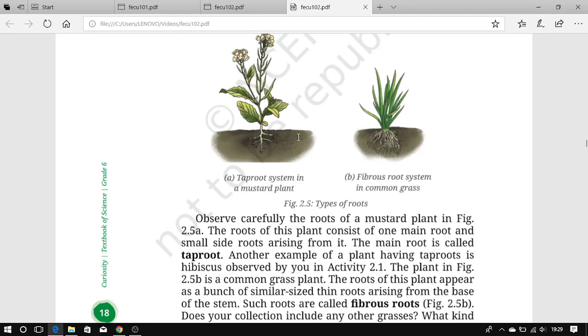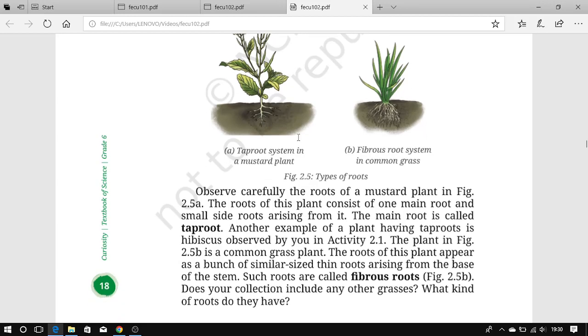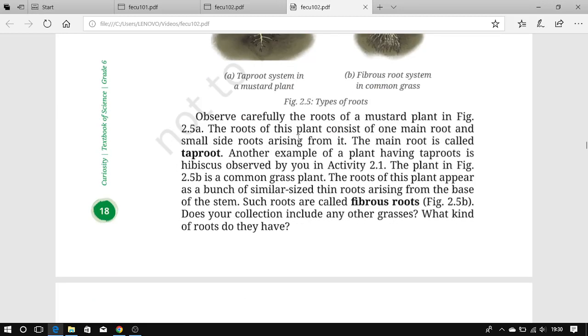Observe carefully the roots of a mustard plant in figure 2.5a. The roots of these plants consist of one main root and small side roots arising from it. The main root is called the taproot. Another example of a plant having a taproot is hibiscus, observed by you in activity 2.1. The plant in the figure has a bunch of similar-sized thin roots arising from the base of the stem. Such roots are called fibrous roots.